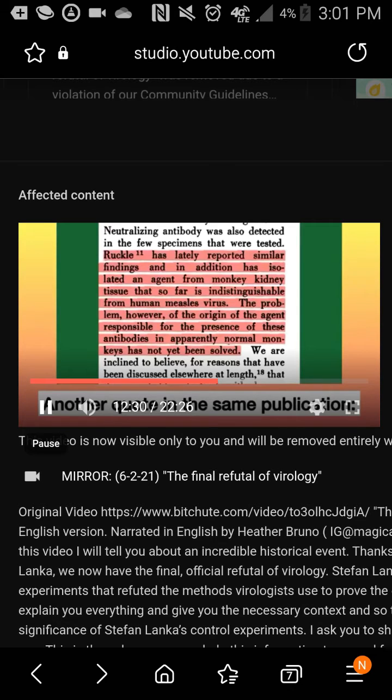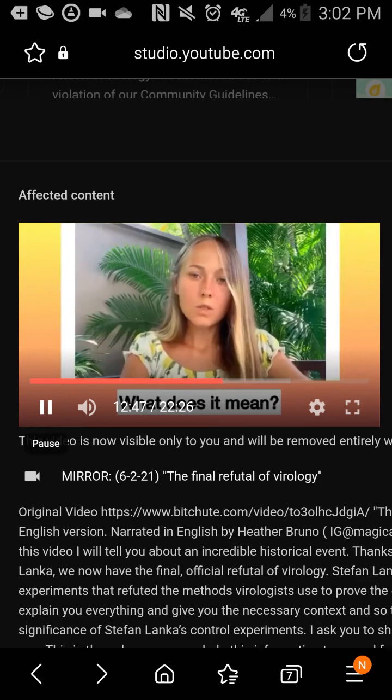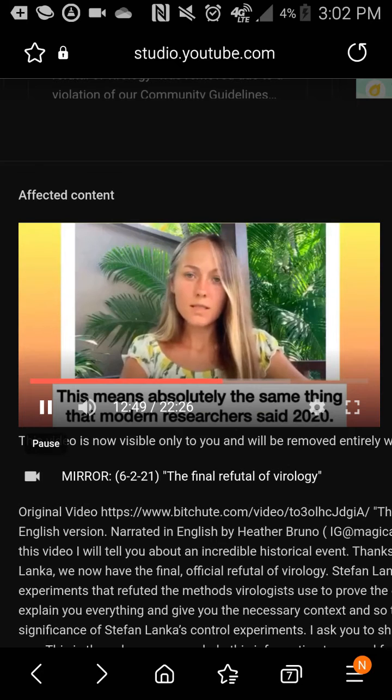Another quote in the same publication: "There is a potential risk in employing cultures of primate cells for the production of vaccines composed of attenuated virus, since the presence of other agents possibly latent in primate tissues cannot be definitely excluded by any known method." What does this mean? This means absolutely the same thing that modern researchers said in 2020.